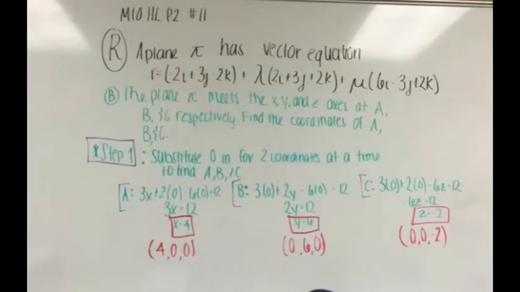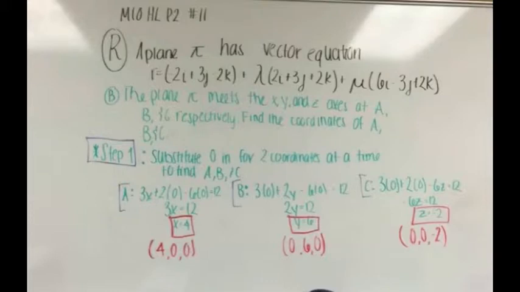So part B of the problem is going to ask that the plane pi meets the x, y, and z axes at A, B, and C respectively. So A where it meets the x, B where it meets the y, and C where it meets the z. Then it asks to find the coordinates of A, B, and C. This is actually a fairly simple problem.